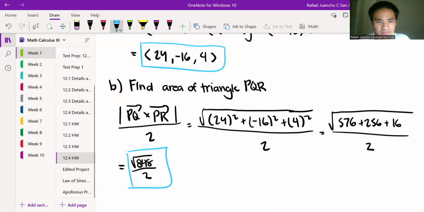So we have the square root of 848. You divide that by 2 and hit that submit, see what happens. Now I probably didn't make any arithmetic errors. Hopefully not. Okay, we got it.